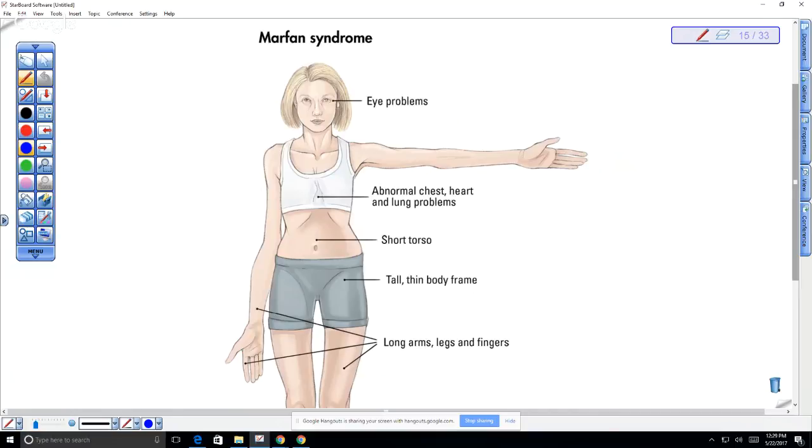Okay? So it's interesting to note that they believe that President Lincoln had this particular disease. And so they say that he probably would have died of heart issues, even if he had not been shot. Right? So maybe that makes it feel better.